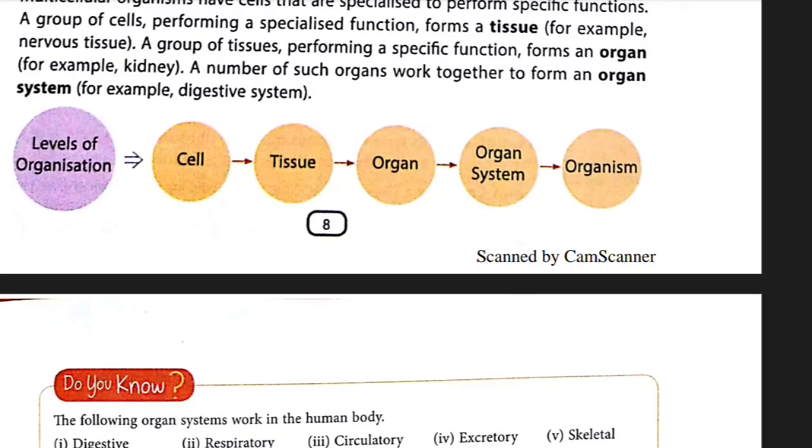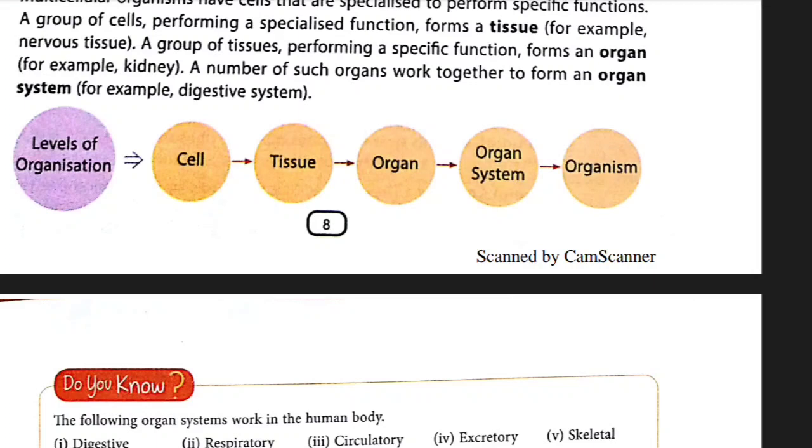The bone cells combine together to form the bone tissue. Then the muscle cells combine together to form the muscle tissue. Then the bone tissue, the muscle tissue and the epidermis, that is skin, these three types of tissues combine with each other to form our hand. So finally, the hand is the output, which is known as an organ.